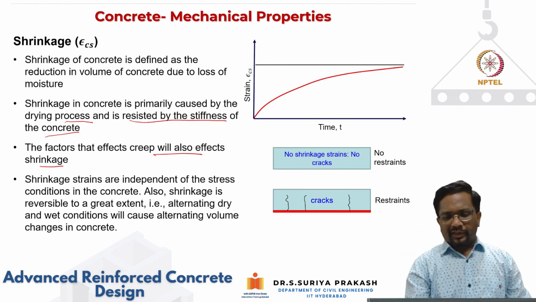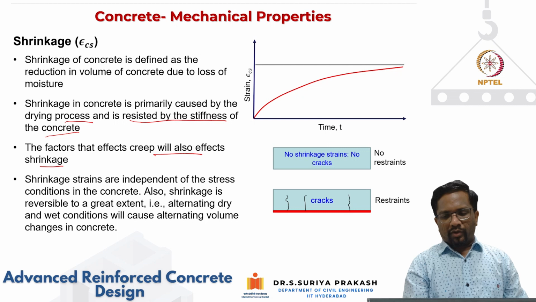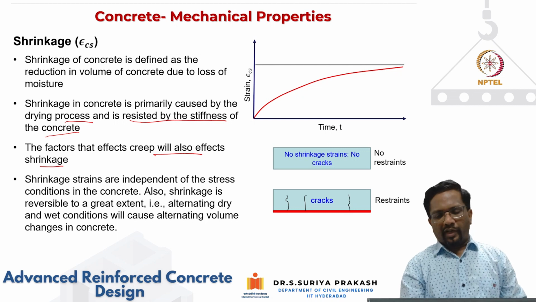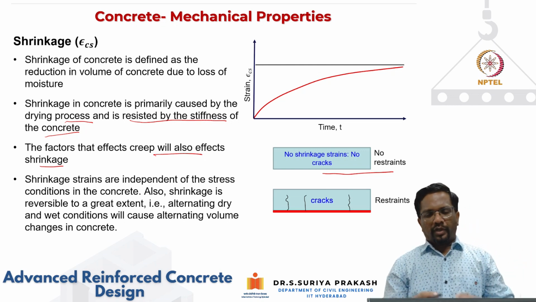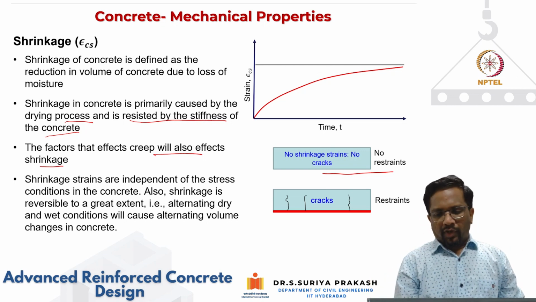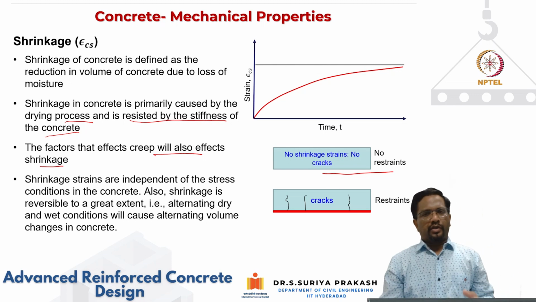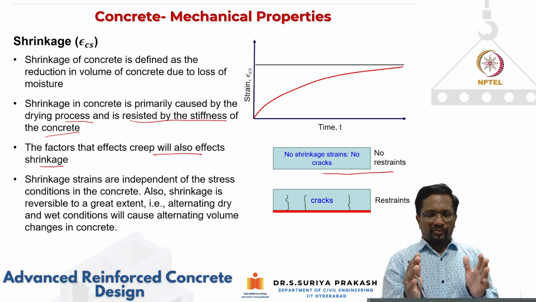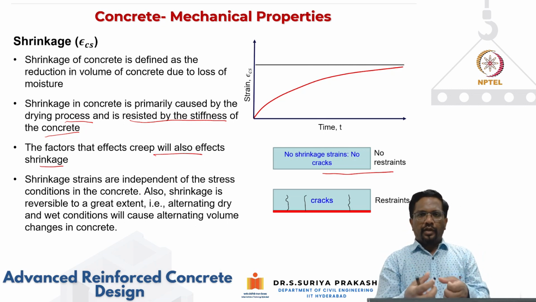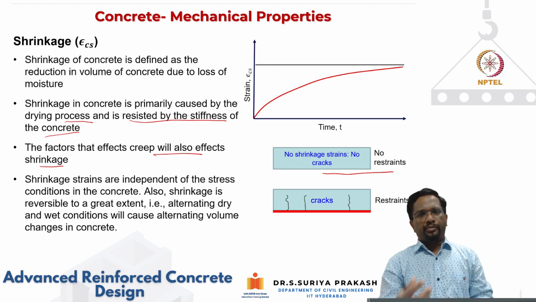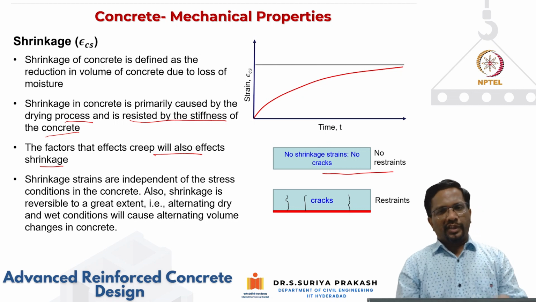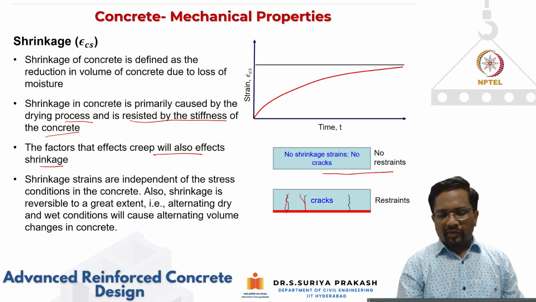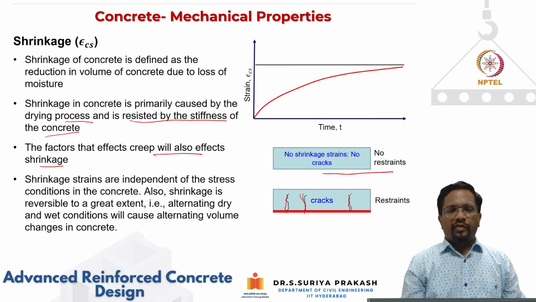If you take this concrete block and there is no restraint, it is going to shrink uniformly and you're not going to develop cracks. Only when your concrete blocks are restrained from shrinking, restraint meaning you are preventing that uniform shrinkage. Whenever I prevent something from happening, you develop some reaction. So when I prevent this shrinkage, concrete develops tension. That is why you end up with these kinds of cracks. That happens because you have restrained shrinkage.